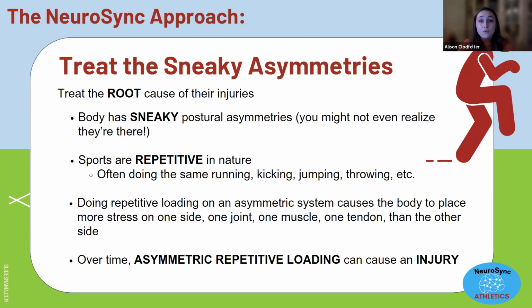Sports are repetitive in nature, so we're often doing the same running, kicking, jumping, throwing, etc. And doing repetitive loading on an asymmetric system causes the body to place more stress on one side, one joint, one muscle, one tendon, etc., than all of our other tissues. So over time, that asymmetric repetitive loading can cause an injury. Asymmetries can even be found in our trunk, pelvis, and sometimes our arms and legs too. And you'd be surprised how often people develop an injury in their arm or their leg because their trunk is not doing what it's supposed to do, and it's not as symmetric as it should be in movement.